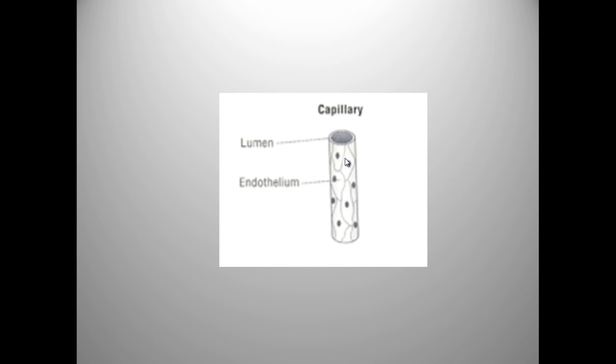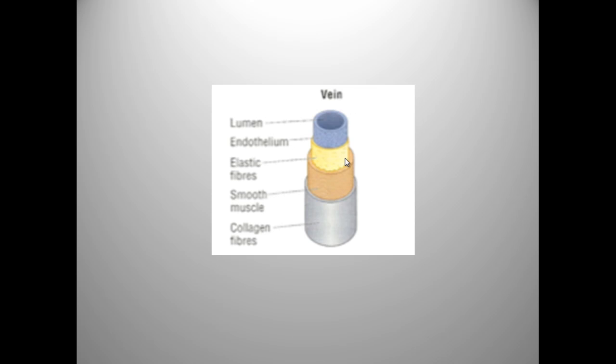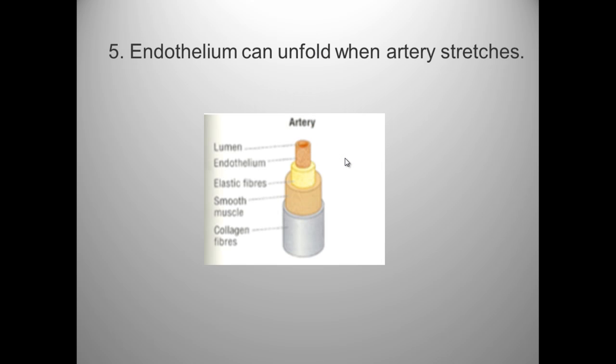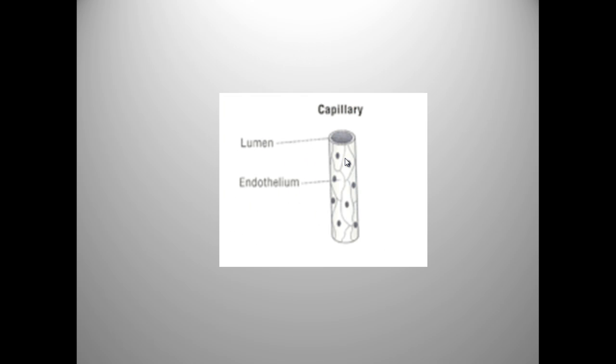The final one that we look at is the capillary, and this is the smallest of all of the blood vessels. It consists of a very small lumen and a very, very thin endothelial layer. So basically, arteries and veins all have a lumen, an endothelial layer, elastic fibres and smooth muscle, and collagen fibres. The capillary is just the endothelial layer.